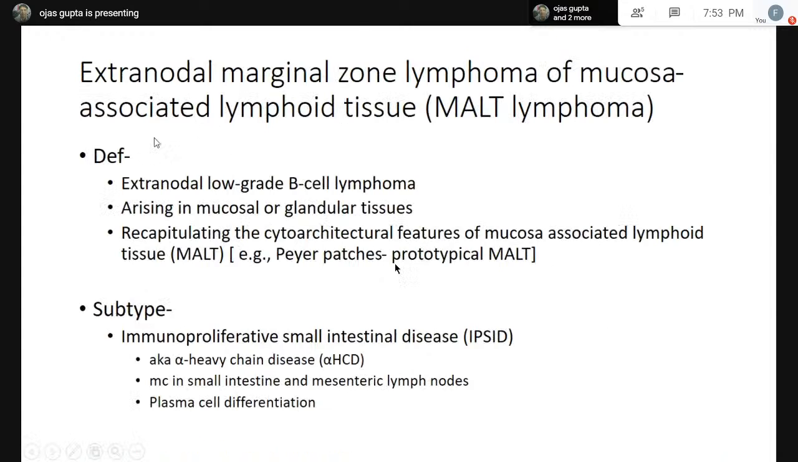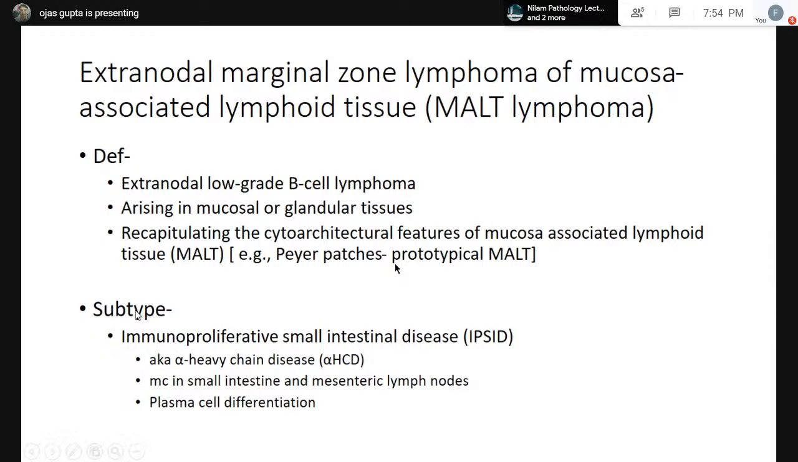So coming to the definition, Malt lymphoma is an extranodal low-grade B-cell lymphoma. It arises in a mucosal or glandular tissue. It recapitulates the cytoarchitectural features of mucosa-associated lymphoid tissue, that is Malt, and Peyer's patches is the most common prototype of these Malt, which is usually seen in reactive conditions.